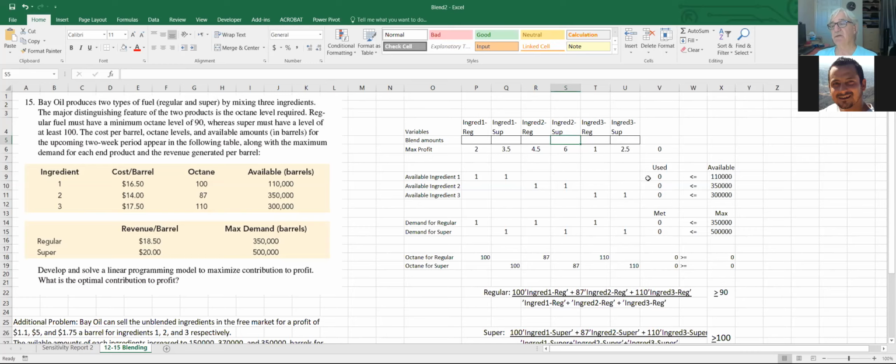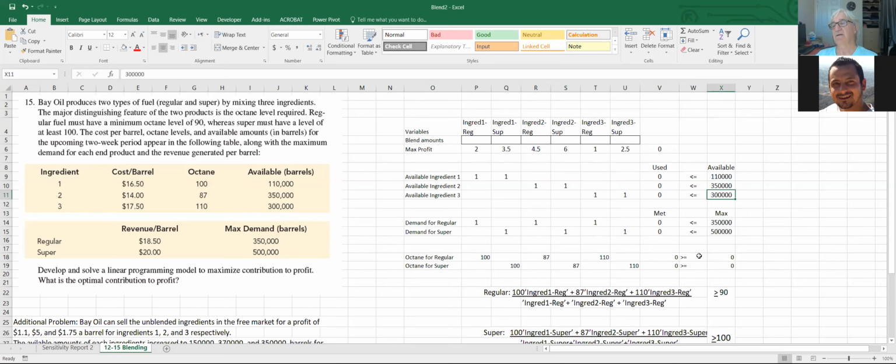So this sum product, for example, calculates the total amount of ingredient 1 used. How? 1 times the quantity plus 1 times the quantity plus 0 times plus 0 times. So you see only these two quantities are added, and this together should not exceed 110,000 barrels. That's ingredient 1, and the same here and the same here.